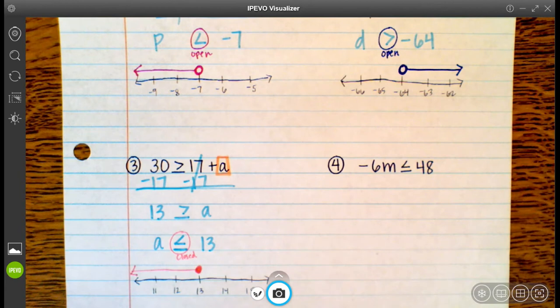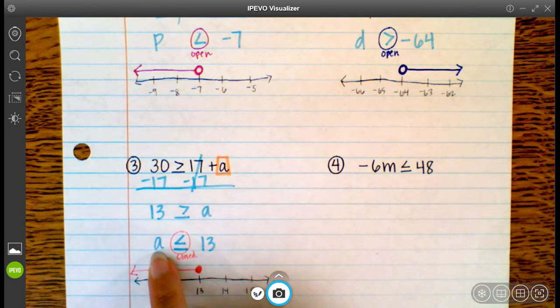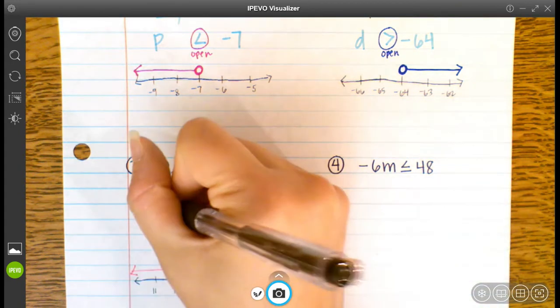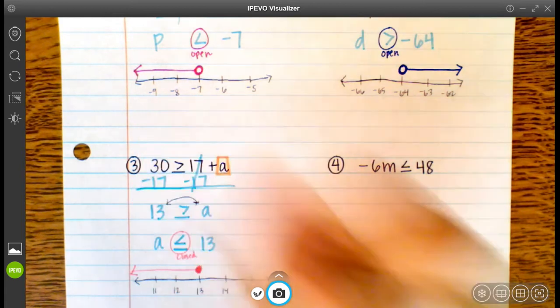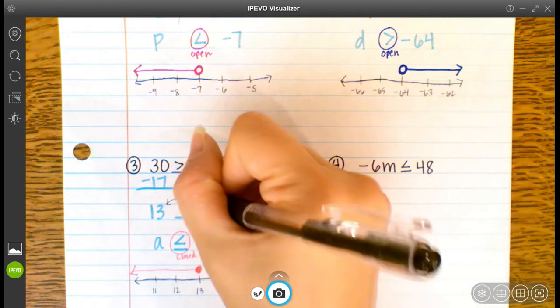So be very, very careful, guys. Make sure that your variable is on the left side. If it isn't, give it a little switcheroo. So remember to swap, put a on the left side.